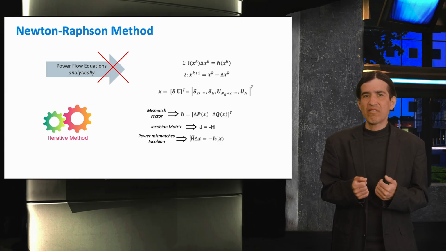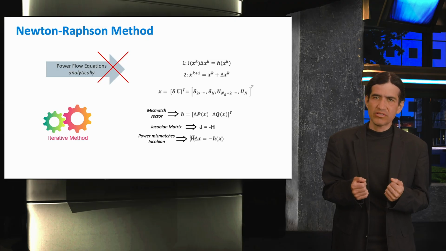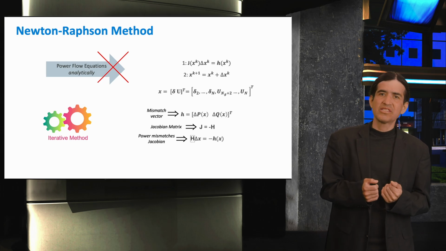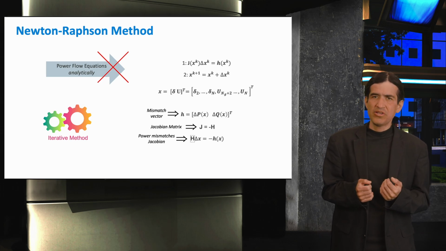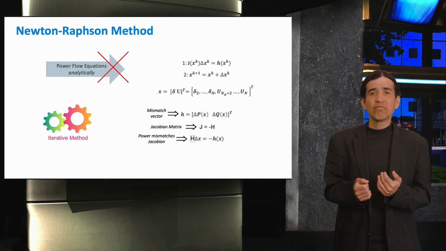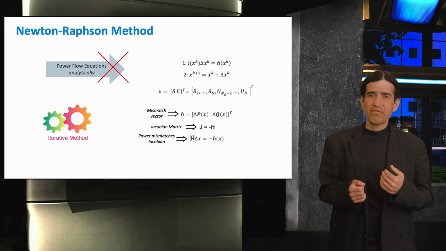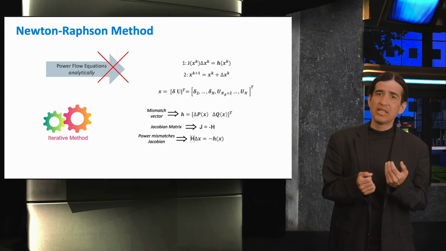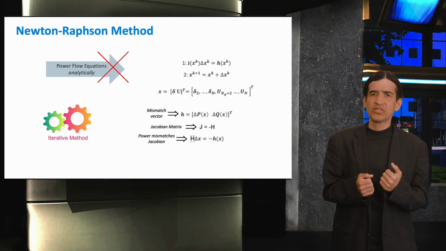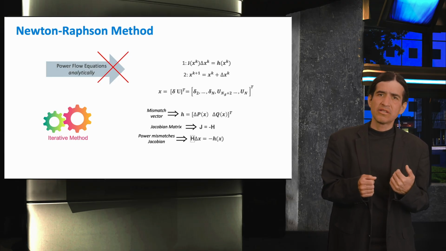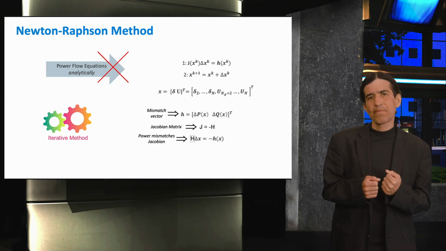These mismatches are related to numerical corrections structured in the vector Δx through the Jacobian matrix, which represents the sensitivity of power injections to voltage changes. By solving for the correction vector Δx and updating the voltage magnitudes and phases at each step, the method quickly converges to an accurate solution of the power flow profile.